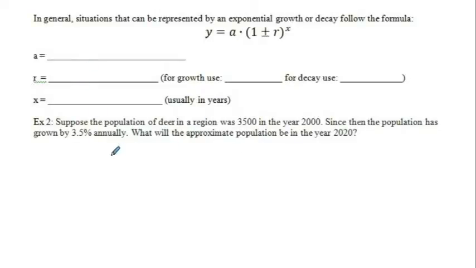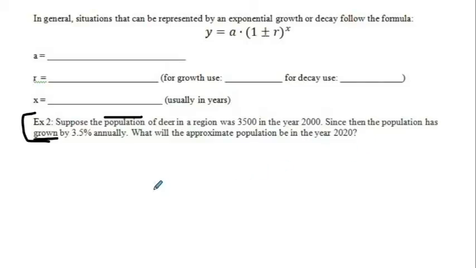But normally they're not going to give you the function when they give you these problems. They're going to give you something like this one down here. Suppose the population of deer in a region was 3,500 in the year 2000. Population is always going to be an exponential function for the most part. Since then, the population has grown by 3.5% annually. What will the approximate population be in the year 2020?